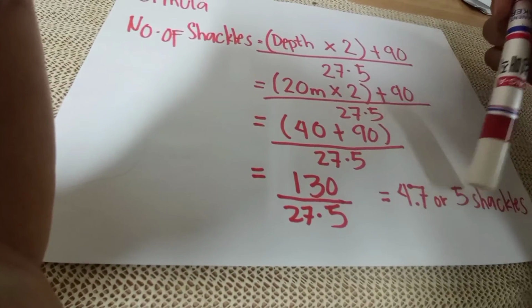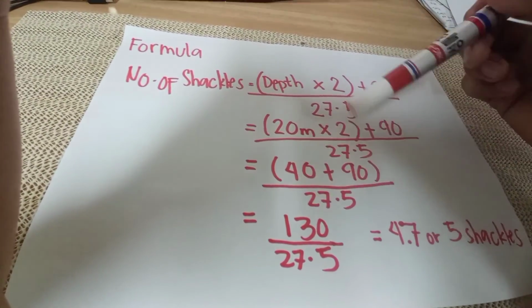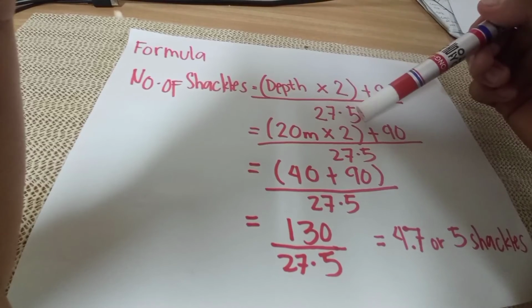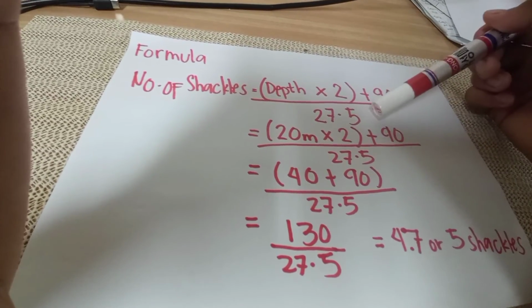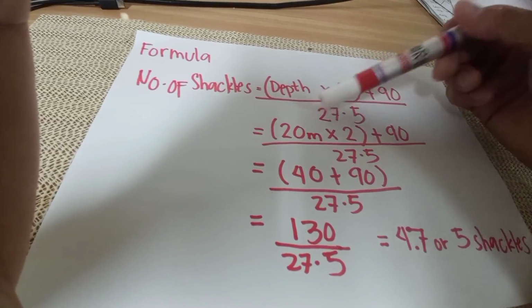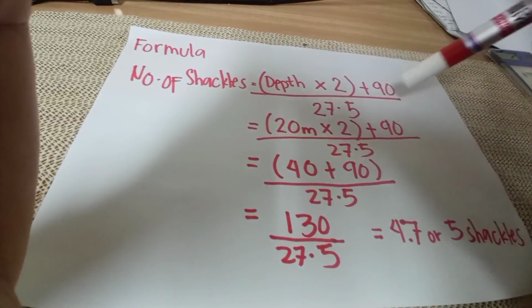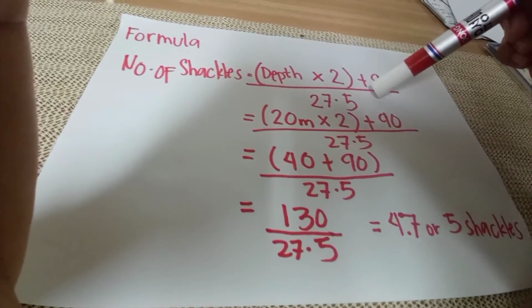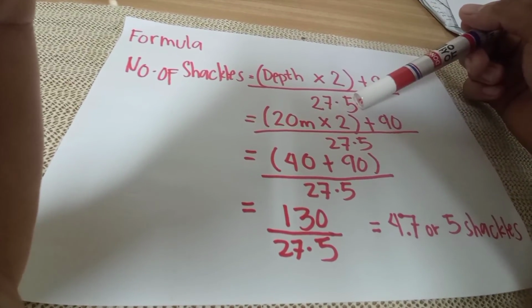or 5 shackles. By the way guys, this 27.5 is the equivalent length of 1 shackle. So 1 shackle is equivalent to 27.5 meters. Don't forget.